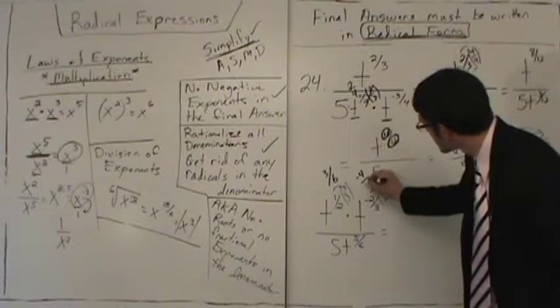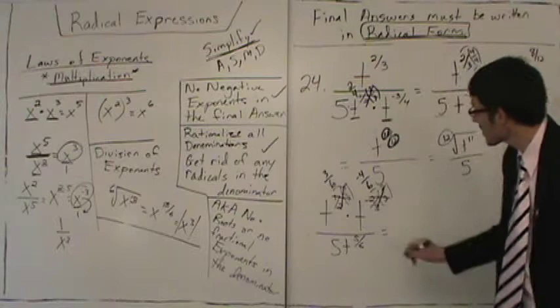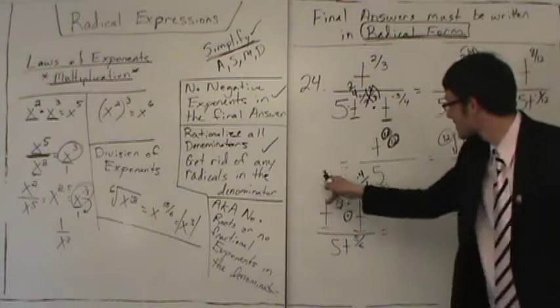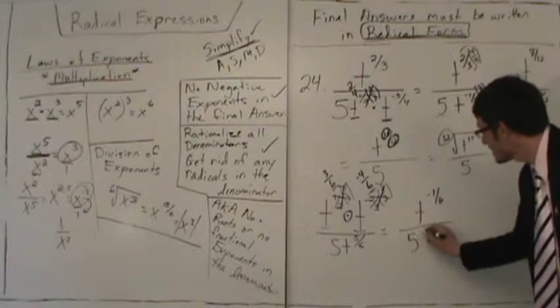Let me write these in the same format. 3/6 and negative 4/6. Cross these out. And what are we doing when the bases match? We are multiplying, so we are adding our exponents. So we have 3/6 plus negative 4/6. If the denominators match, the denominators do not change when we add. 3 plus negative 4 is negative 1 over 6. And we end up with 5t to the 5/6 on the bottom.